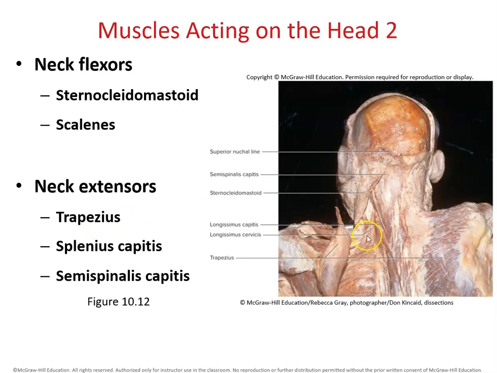So this is a picture from a cadaver showing real muscles. We got the trapezius down here, kind of this fan-shaped one. Some of the longissimus muscles that are attaching through the neck into the trunk. And then we have the sternocleidomastoid and the semispinalis capitis up here. Okay, so these are some of the kind of thin sheet-like muscles that are providing for those motions of the head and neck.